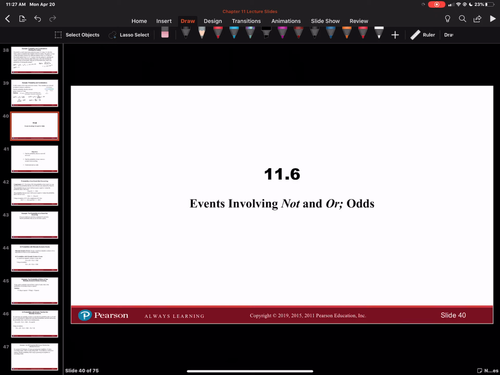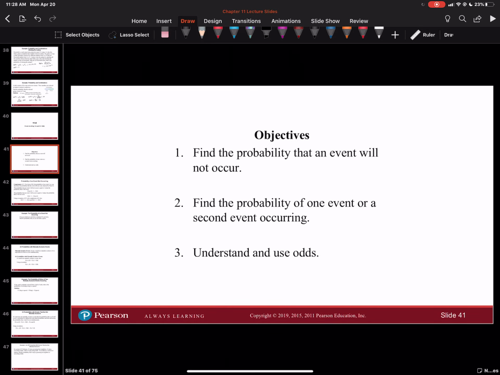Hello, class. Today we'll be talking about 11.6, events involving not and or, and odds. In this section, we're going to be using some of the previous knowledge that we just learned from 11.1 through 11.5. We're going to find the probability that an event will not occur. We're going to find the probability that an event or a second event occurs. And we're going to understand how to use odds. So let's look at this.